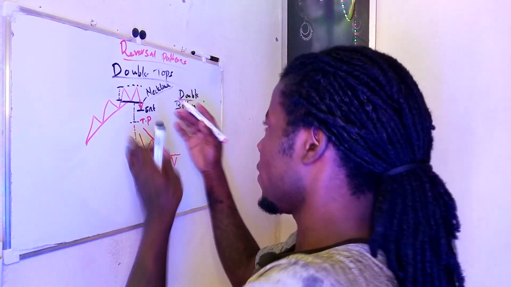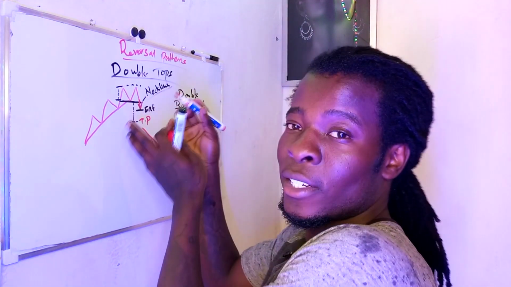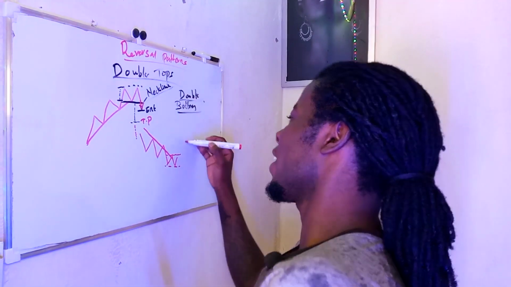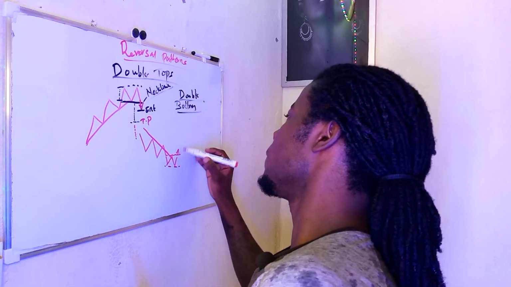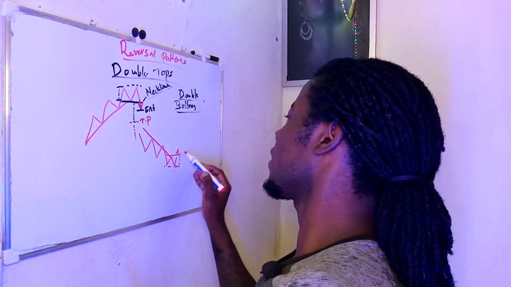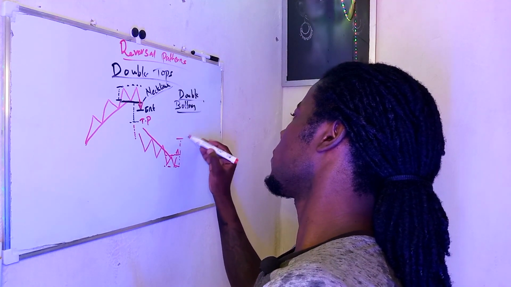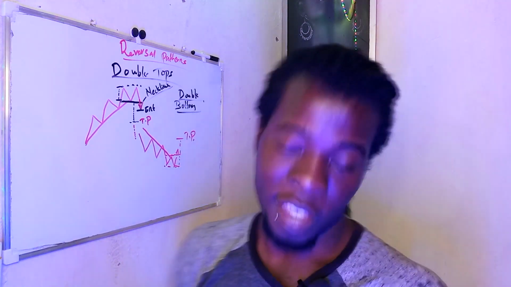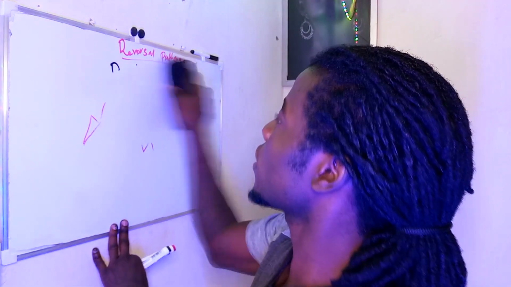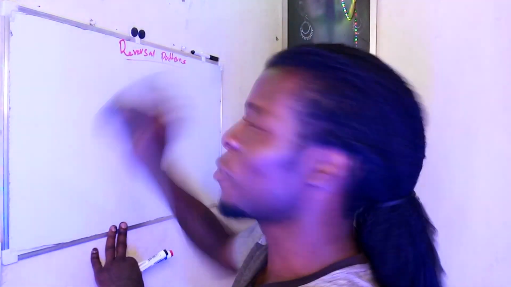The same way you take your entry on the double top is just the same way you take your entry at the double bottom. You just have to measure the distance between the head and the neckline like that, then that should be the take profit. Okay, easy. So you need to backtest this every day. If you do not understand what I'm talking about, you need to rewatch the video again.